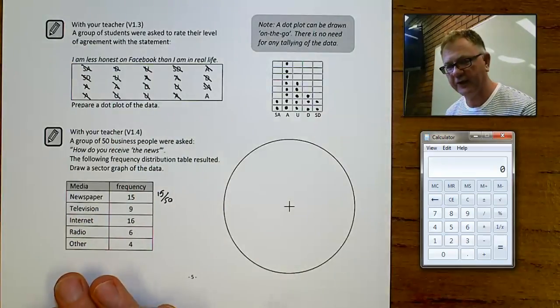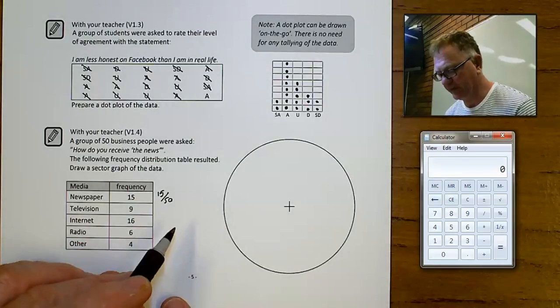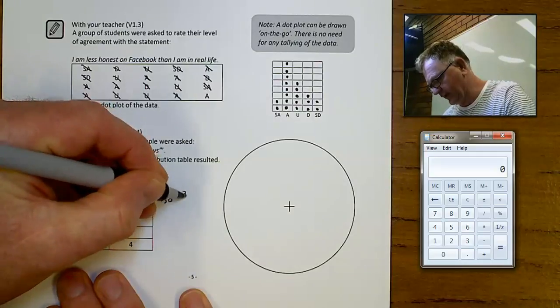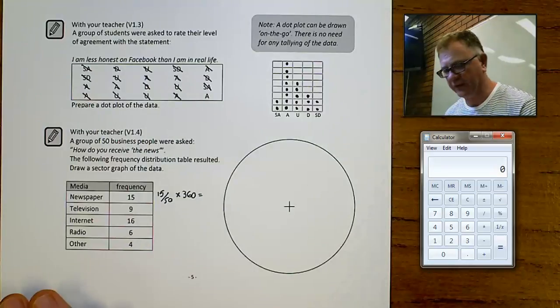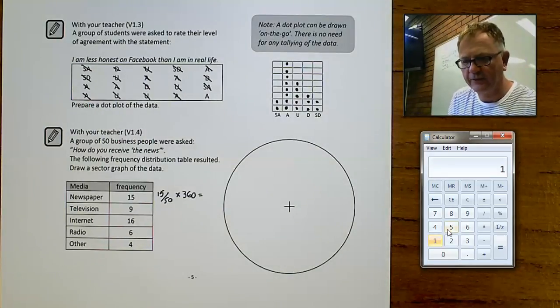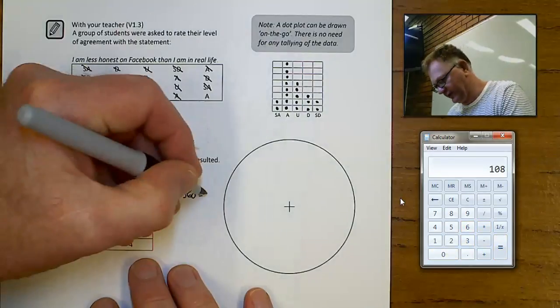Now you can change that into the number of degrees that you would use on a sector graph. That's 15 out of 50, or 15/50ths of the people. But what fraction of a circle is it? Times it by 360 degrees in a circle. 15/50ths of 360. You can do it on your calculator: 15 divided by 50, times it by 360, and so that equals 108 degrees of our circle.